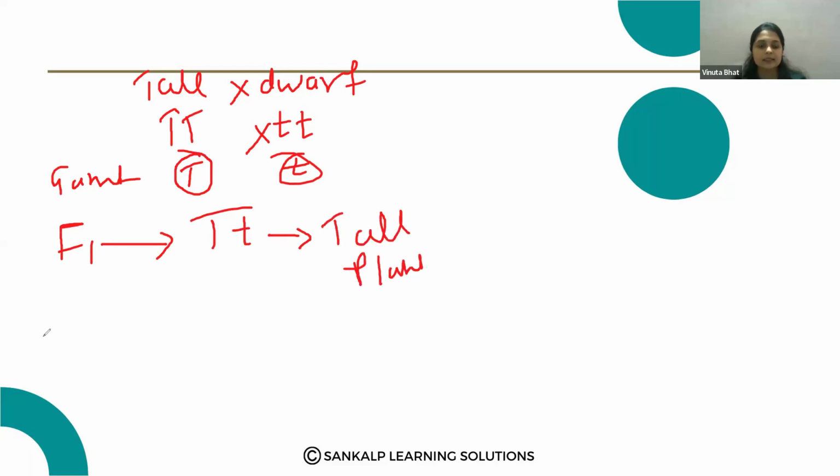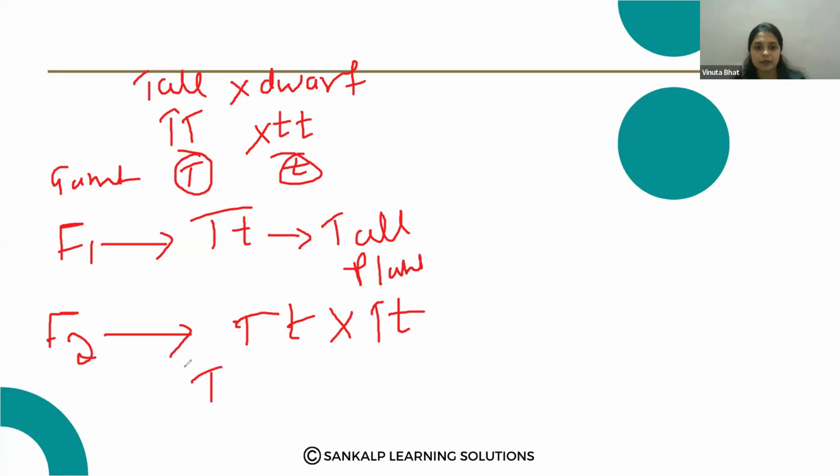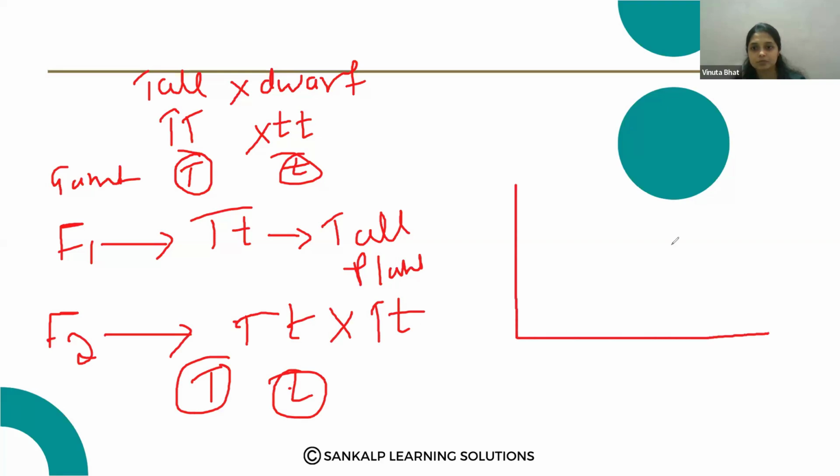Okay. Then to obtain the F2 generation, you have to cross the F1 generation, self-pollinate the F1 generation plants, that is capital T small t into capital T small t. So here gametes capital T and small t, so that you have to cross in the checkerboard. Okay. So now we have to use the checkerboard. So this is also called Mendel's monohybrid cross experiment.